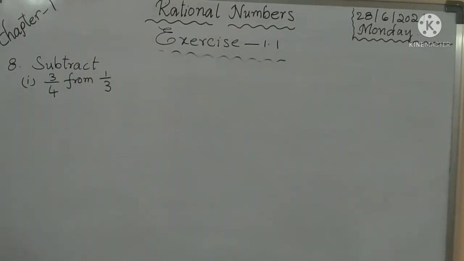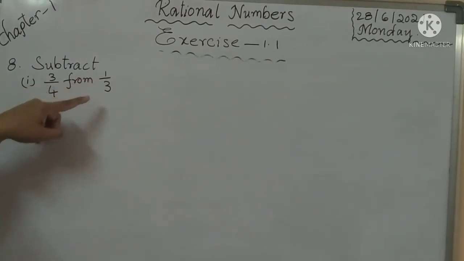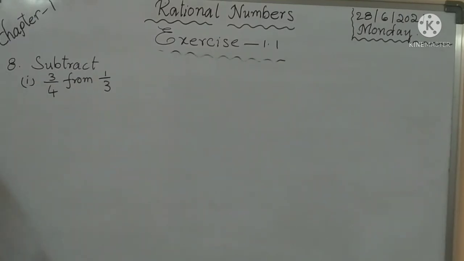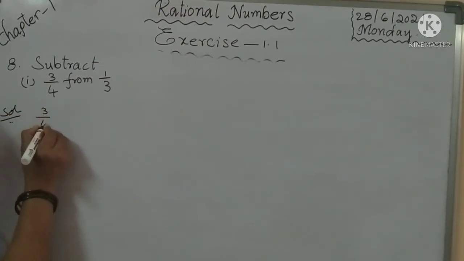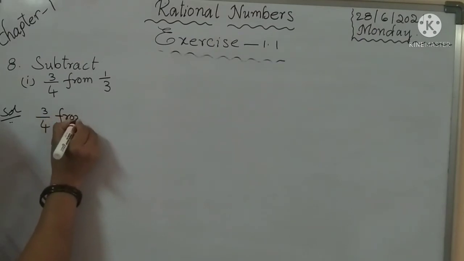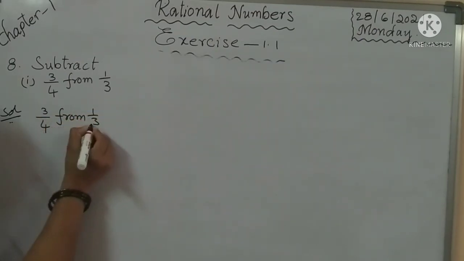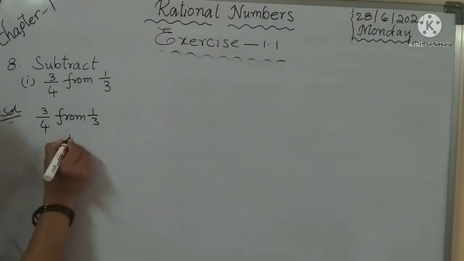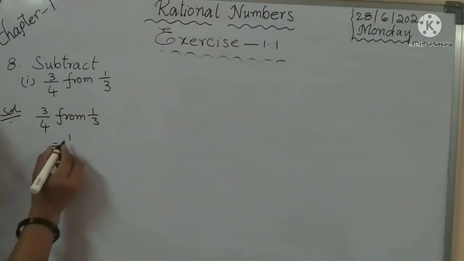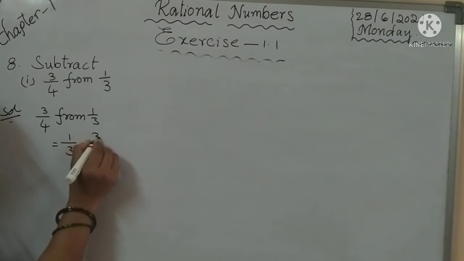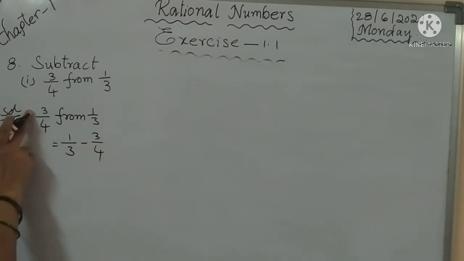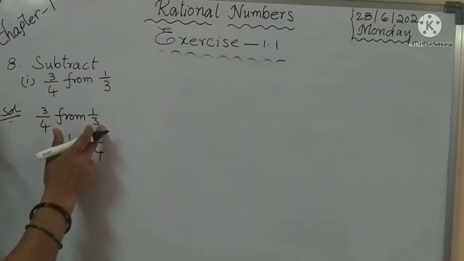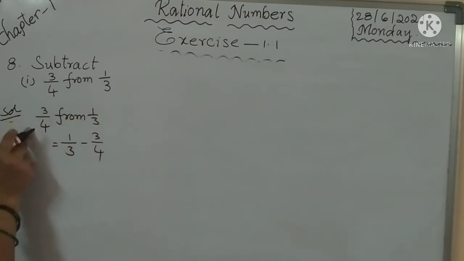8th problem. Subtract 3 by 4 from 1 by 3. So here listen carefully, children. 3 by 4 from 1 by 3. From 1 by 3 means the second number minus the first number. Subtraction means the symbol of minus. Second number minus first number. Understand here? 3 by 4 from 1 by 3 means 1 by 3 minus 3 by 4.